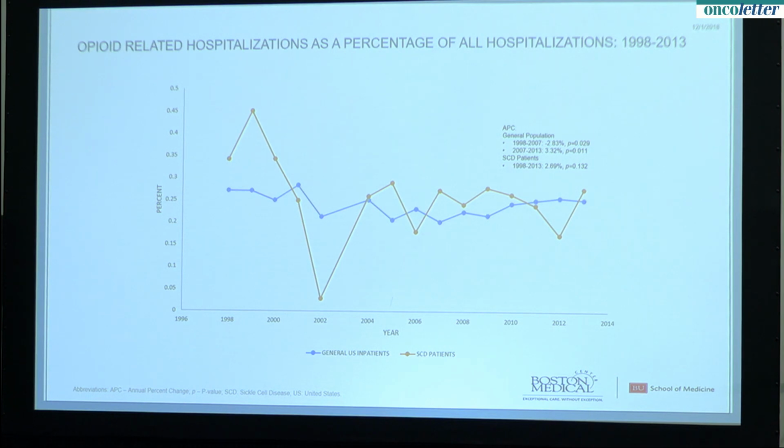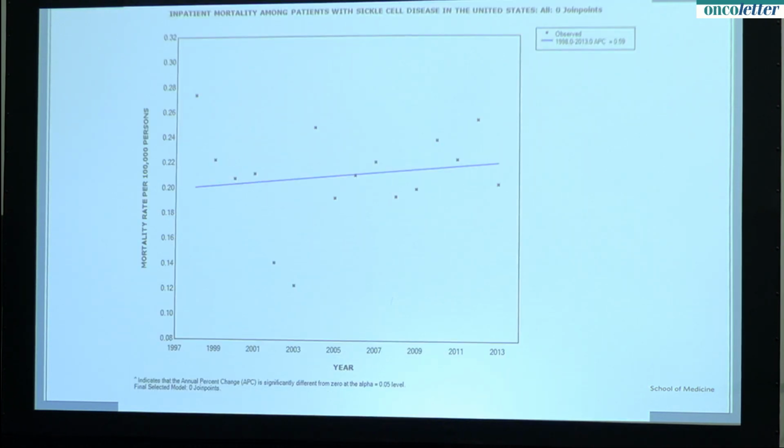So suggesting that the rates in the sickle cell disease population were stable compared with the US population. However, when we look at the general inpatient mortality pattern amongst patients with sickle cell disease from the year 1998 through the year 2013, we don't see any significant change. And the p-value for this was 0.59, suggesting that the rates were stable through the study period.